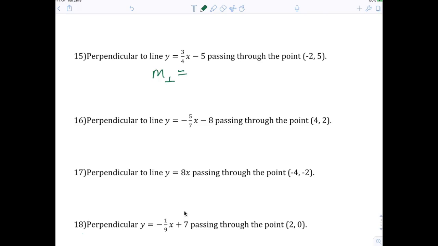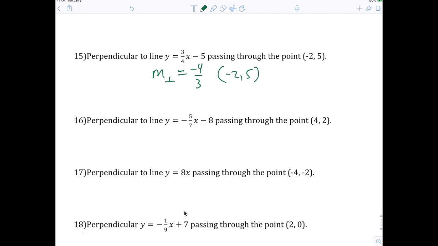Oh, I'm on 16. That's all right. What is it? 3/4. Oh, no, -4. Yes, 3/4 if we're doing parallel, right? Perpendicular, the slope of the perpendicular is -4/3. Why is it -4/3? Because for perpendicular lines, the slopes are opposite reciprocals.